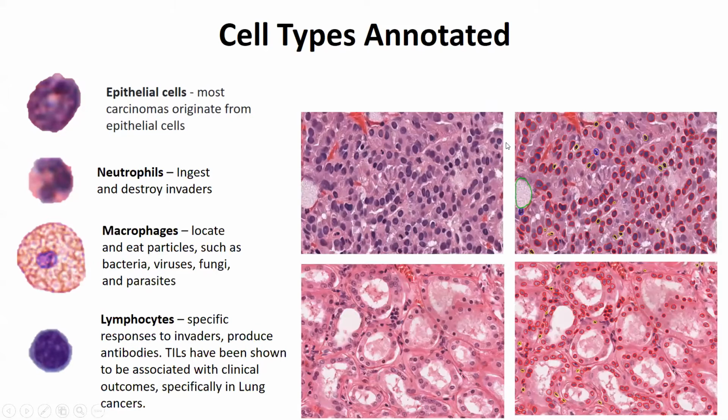Here I'm showing 4 images. The left ones represent images before annotations and the right ones are after annotations. Here you can see the tumor cell boundaries which we annotated: the red boundaries represent epithelial cells, yellow represents lymphocytes, green are macrophages, and the blue ones are neutrophils. Similar color variation you can see in this image. Red represents epithelial cells while yellow are lymphocytes.